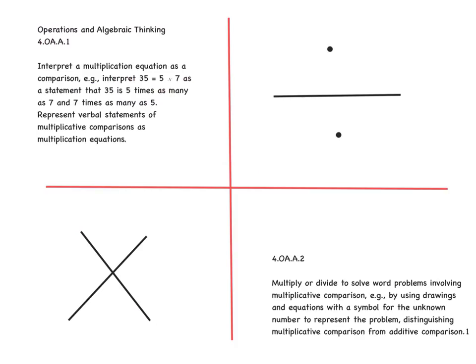The standards I will use for this lesson is to interpret a multiplication equation as a comparison. Interpret 35 equals 5 times 7 as a statement that 35 is 5 times as many as 7, and 7 times as many as 5. Also, we will multiply or divide to solve word problems involving multiplicative comparison by using drawings and equations with a symbol for the unknown number to represent the problem, distinguishing multiplicative comparison from additive comparison.